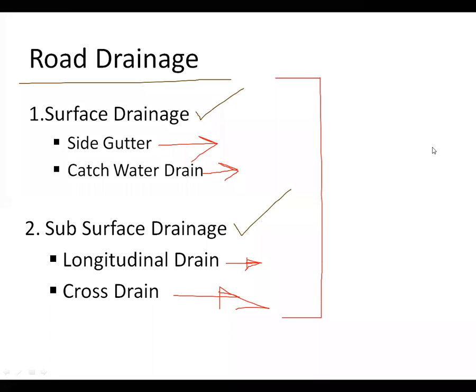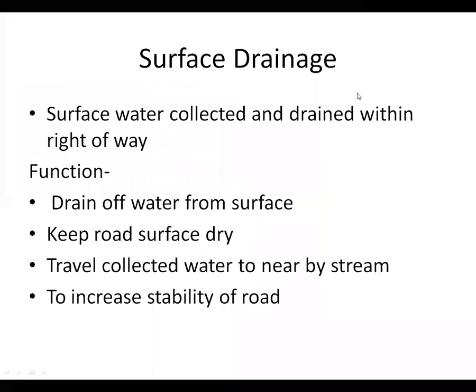So what is meant by a surface drainage system? A surface drainage system is the system in which the surface water of a road is collected and disposed of within the right of way of the road. Then it is called surface drainage. So it is collecting the surface water and draining it within the right of way. What is meant by right of way?